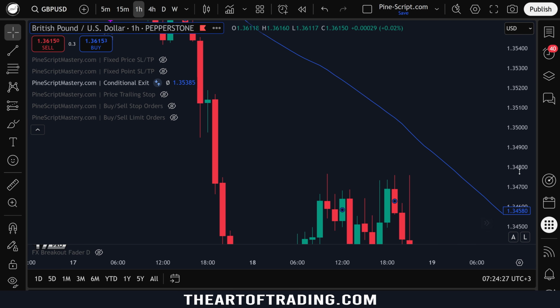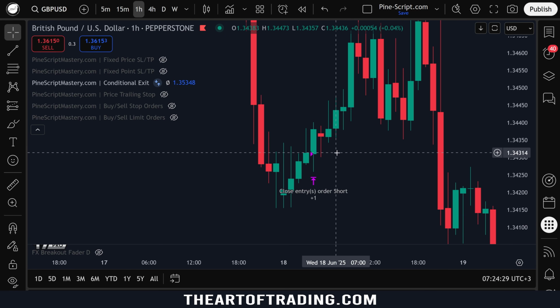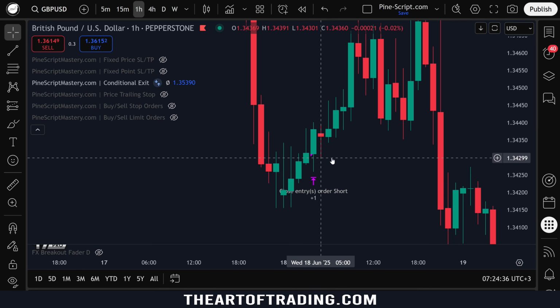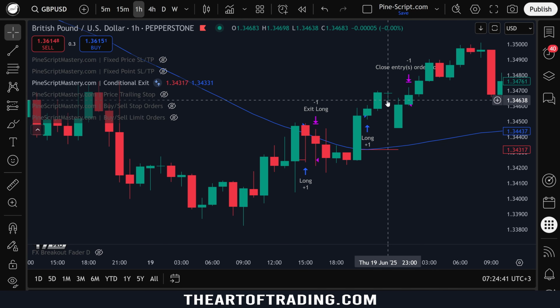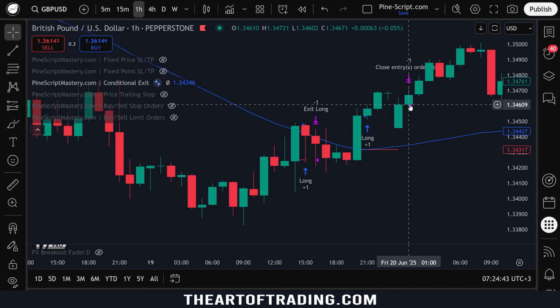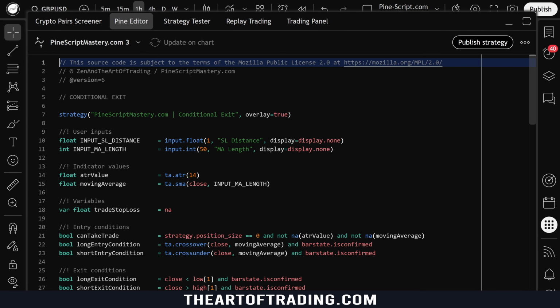So for a short trade, we are waiting for, it's hard to see, but this bar here closed just above the bar preceding it, and then we exit on the next bar's open. Same for long trades. This bar here closed below the previous bar's low, so we exit on the next bar's open. Let's have a look at the code.